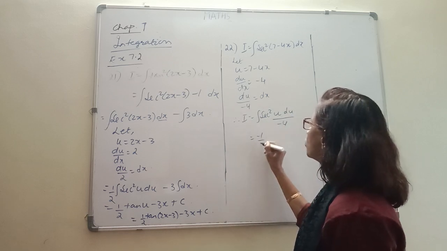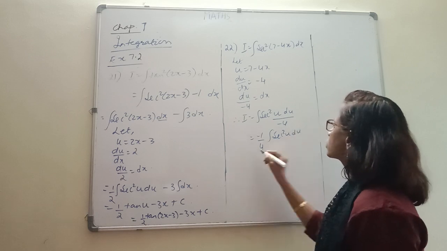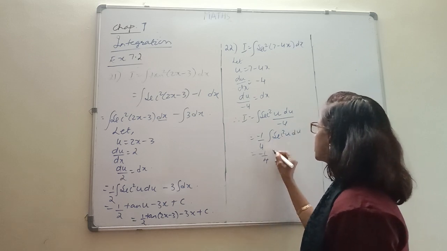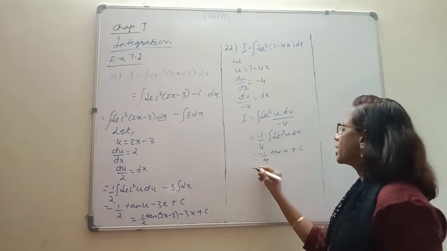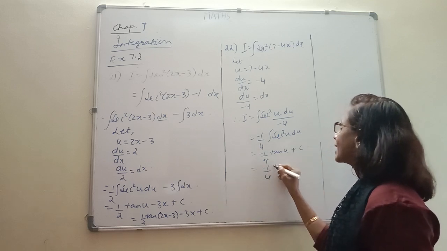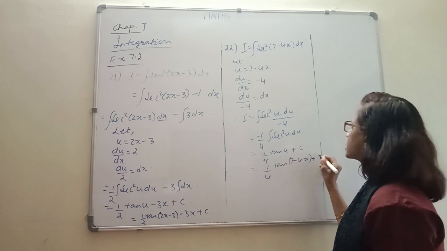So the negative 1 over 4 can go out and you have the integral of sec squared u du. For sec squared u, we know that the integral is tan u. So it's going to be minus 1 over 4 tan u, which you have to revert back, tan(7 minus 4x), plus c.